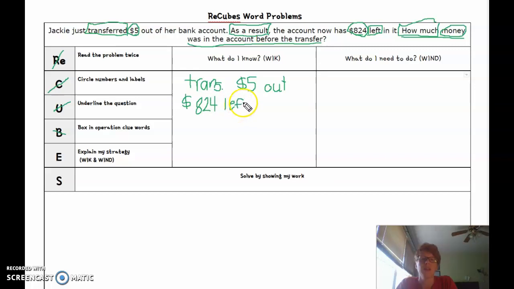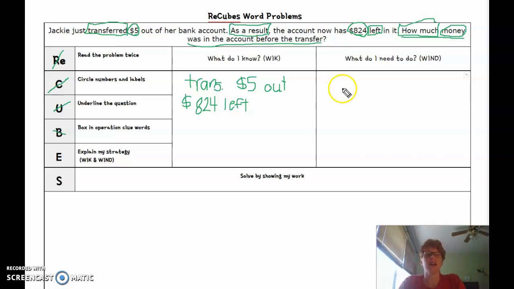Is there anything else we need to figure out? Or not that we need to figure out, is that we know about this? Well, let's talk about what we need to do. We need to figure out how much money was in the account before the transfer. So what could we put there? Looks like we had an amount, we took some out, and then we have an amount again. So it looks like there's a gap, right? When there's a gap in math, what do we do? We subtract.